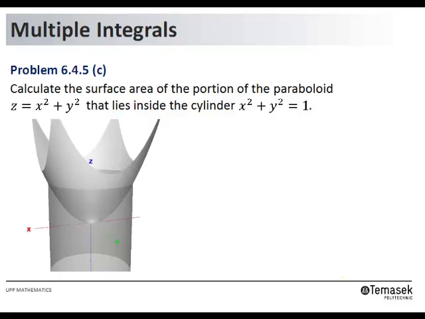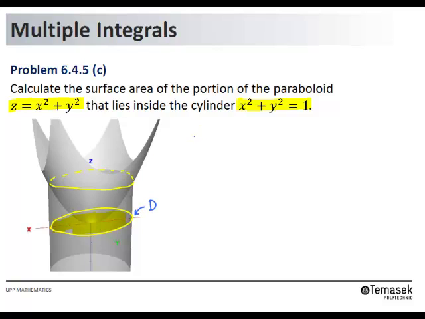Consider this example. You want to find the surface area of this paraboloid that lies inside the cylinder. This means we want to find this curved surface area that's within the cylinder. The intersection of the two surfaces is a circle. So the projection of the surface area on the xy plane is a solid circle. We call this region D.